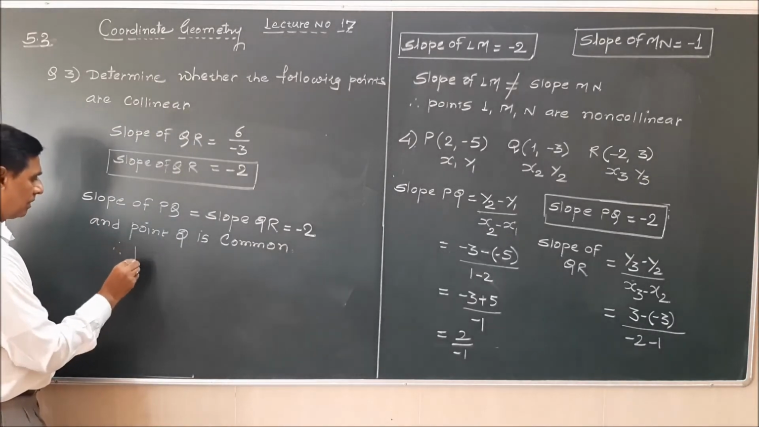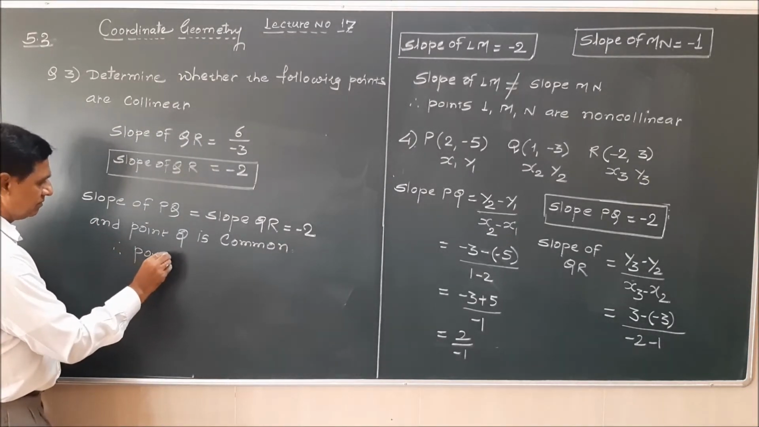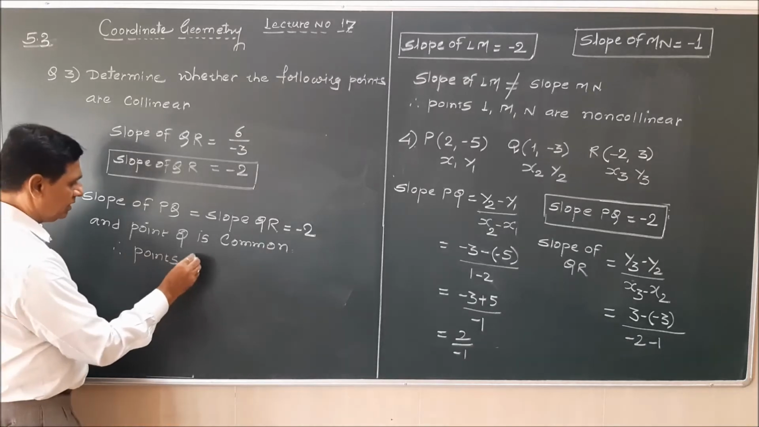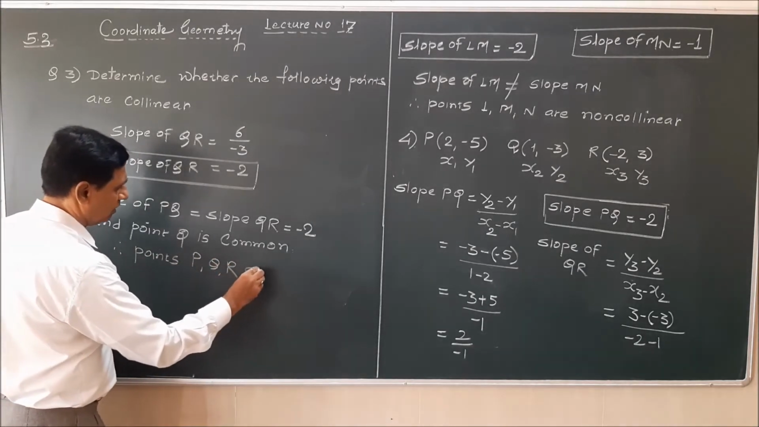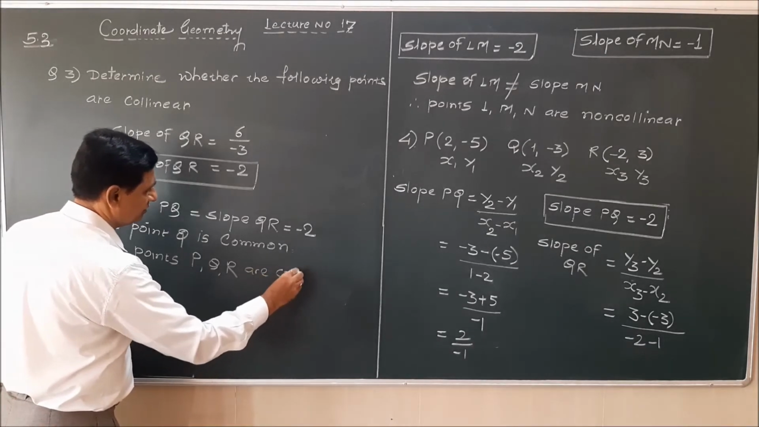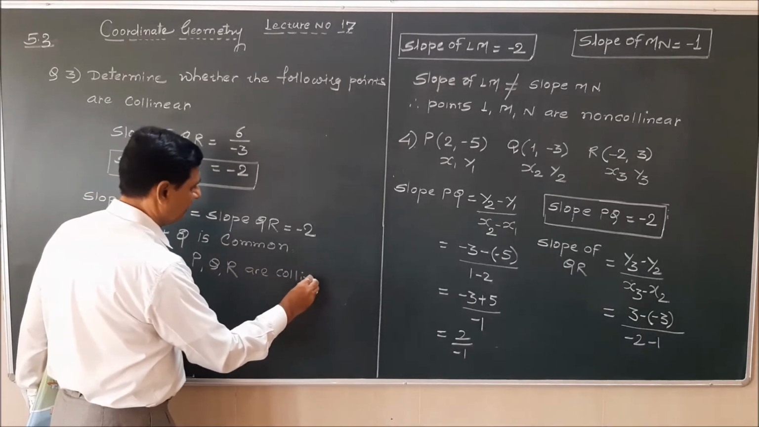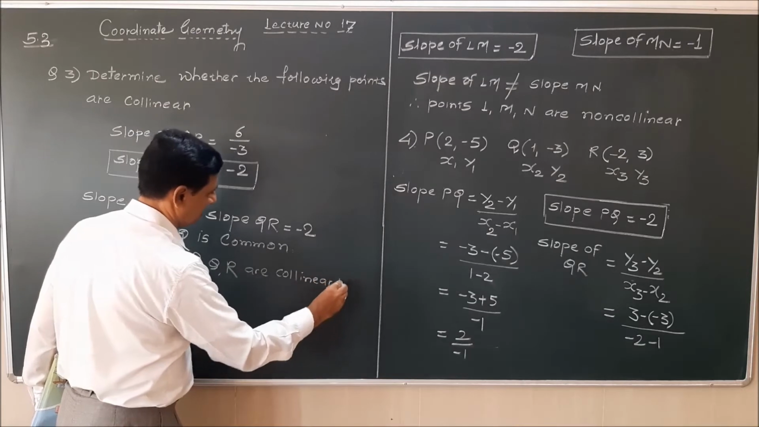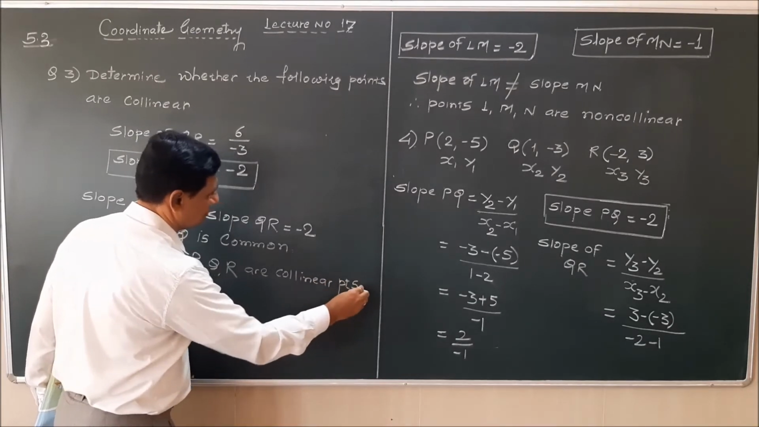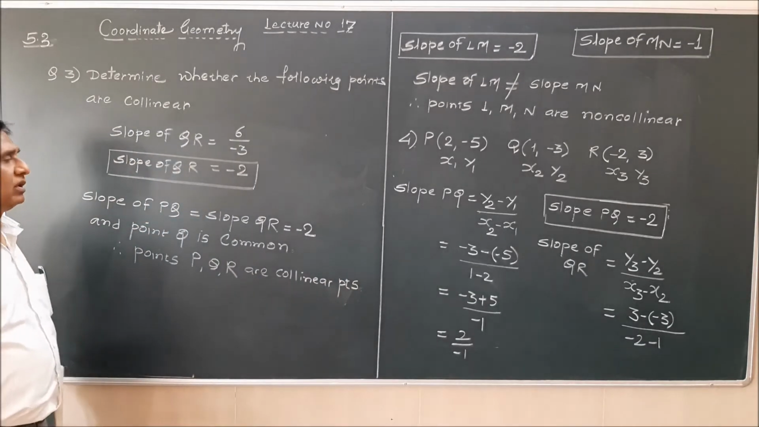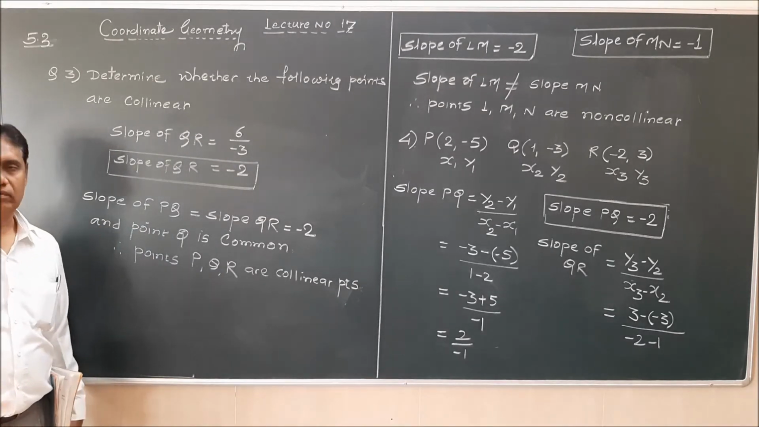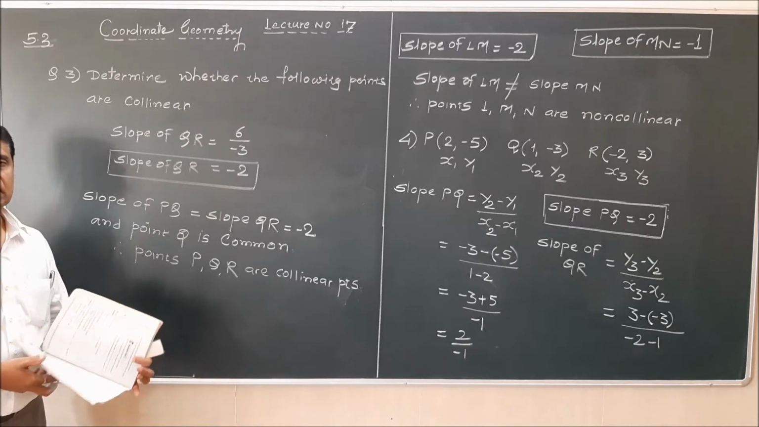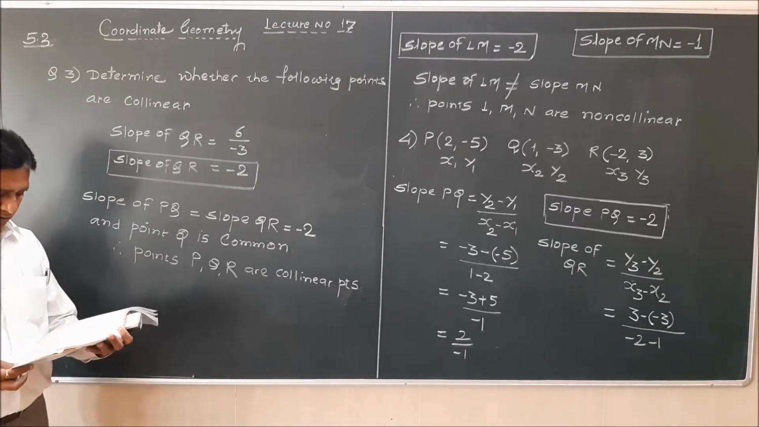Therefore, points P, Q, R are collinear points. What we have to do? We have to mention that point Q is common between PQ and QR, and therefore we got all these 3 points collinear.